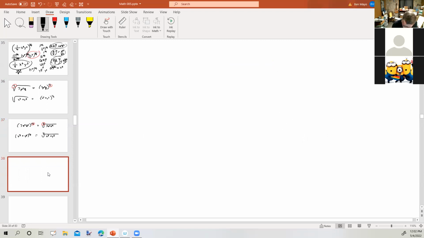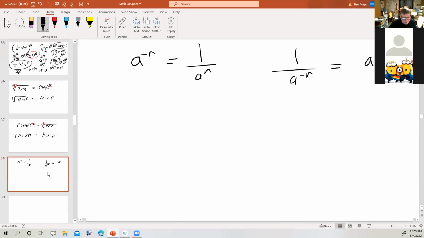Let's review another rule from back in chapter 5, and that is a base raised to a negative exponent is 1 over the base to a positive exponent. Likewise, if you have 1 over a base to a negative exponent, that's the base to a positive exponent. So go across the line, change the sign of the exponent. Let's say you've got something like this. You could flip them both, and they both end up with positive exponents.